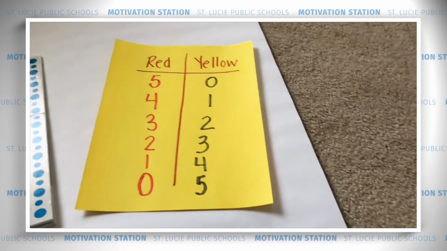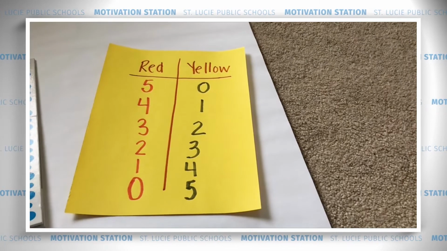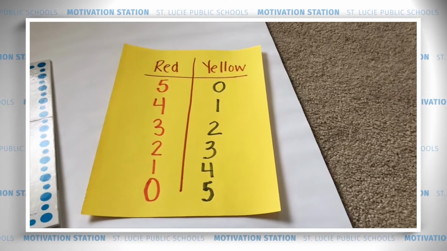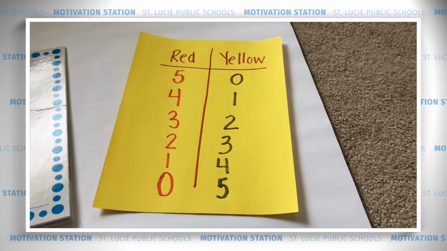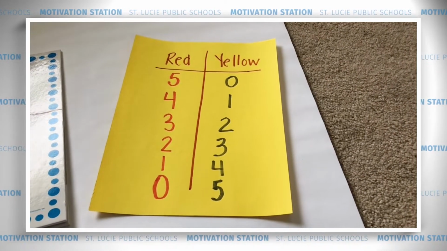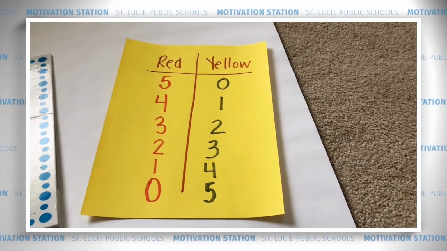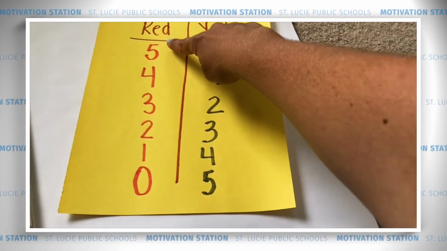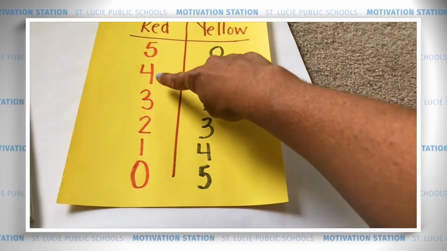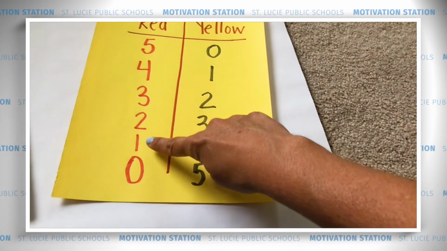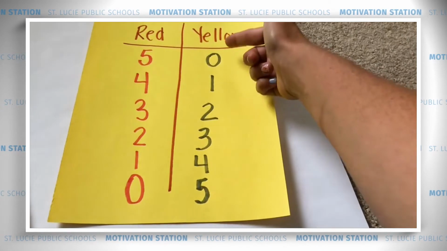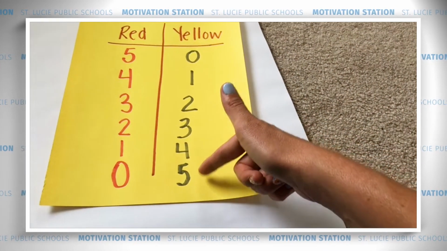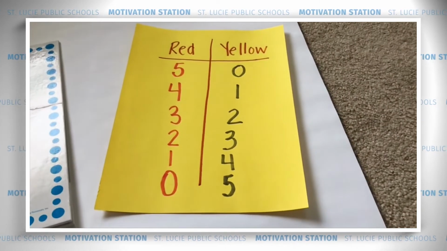Now, what patterns do you notice about the numbers on the chart? I'll give you some time to think. What do you notice about these numbers? Wow, well, this is what I notice. I notice that the reds are going down. They're getting smaller by 1 number. But the yellows, they're getting bigger by 1 number. Wow, that's a pretty cool pattern.